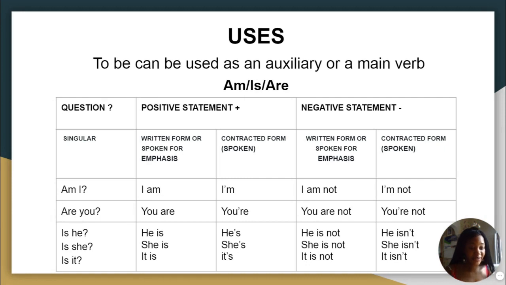For the negative statement, written form or spoken, for the spoken, to emphasis.